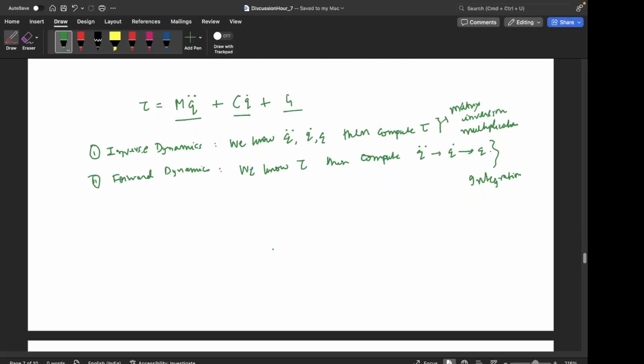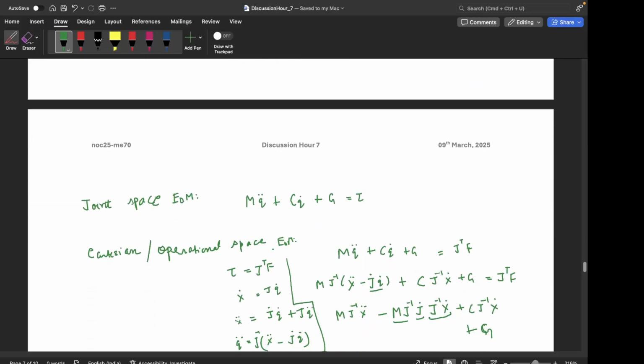And finally, once we have the equation of motion of the system, we can solve both the inverse dynamics problem and the forward dynamics problem. For the inverse dynamics problem, we know the accelerations, velocities, and positions, and we compute the torque that is causing that motion. For the forward dynamics problem, we know the torque, and we compute the accelerations and then integrate the differential equation to compute the velocities and the positions.